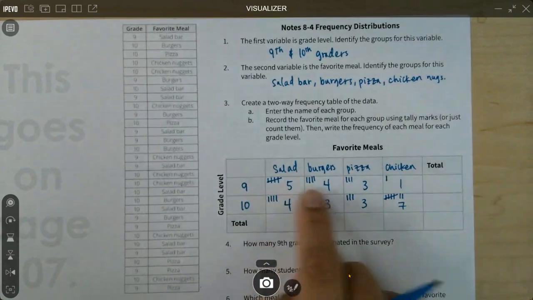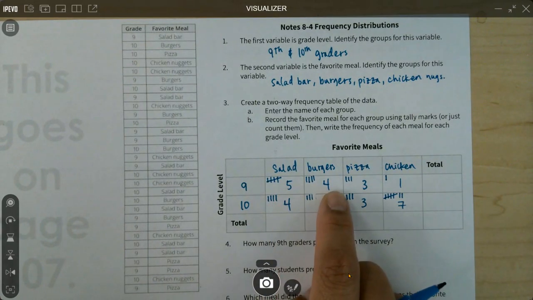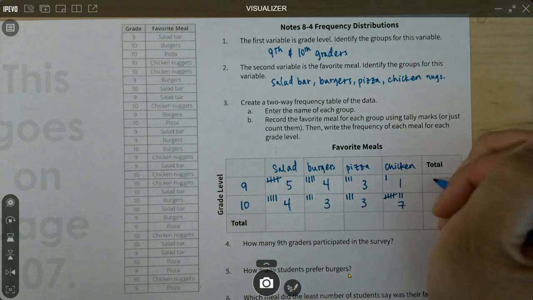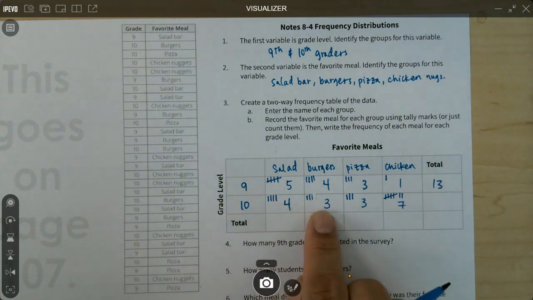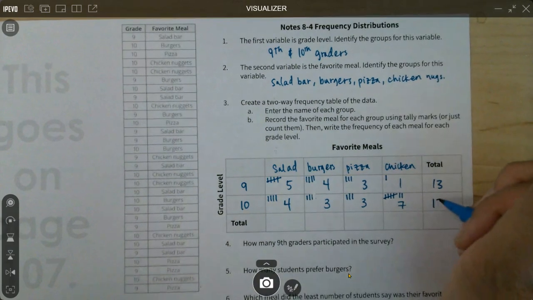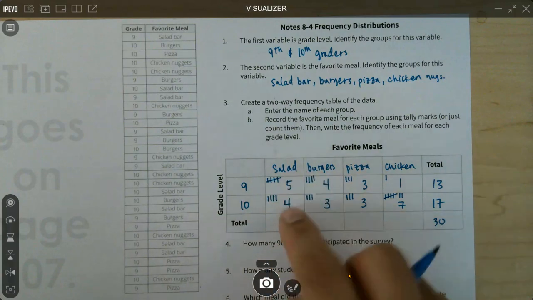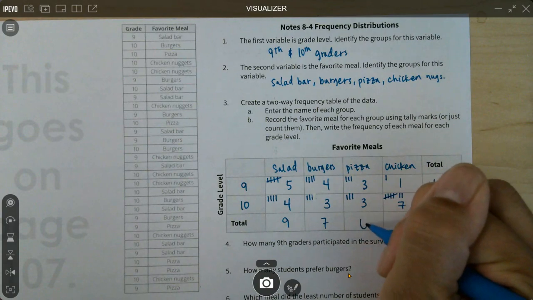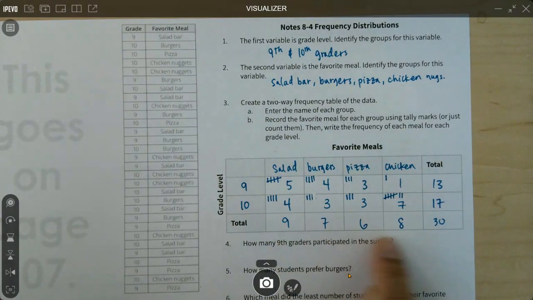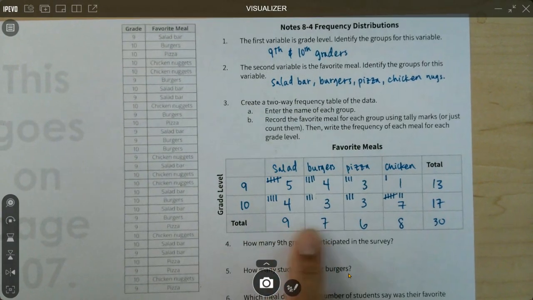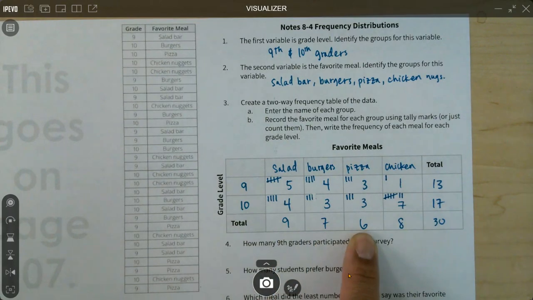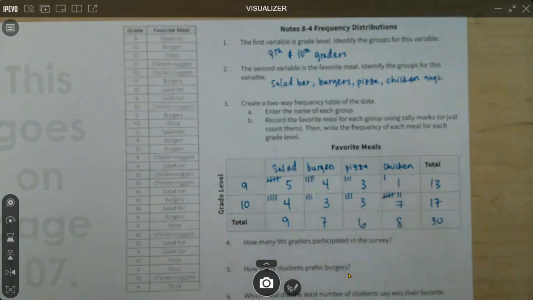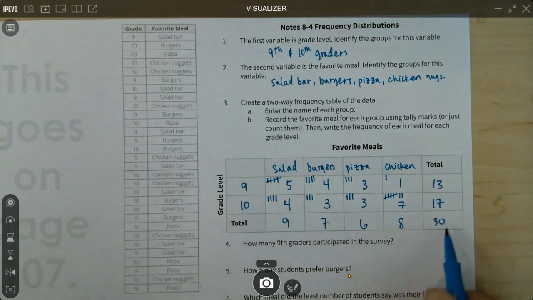So now we can get the totals. We're just going to add all the way across. So that's 9, 10, 11, 12, 13. This is 7, 10, 17, for a total of 30 students. And then we can add the same thing down. 5 plus 4 is 9, 4 plus 3 is 7, 3 plus 3 is 6, 1 plus 7 is 8. And when we add these together, those should equal 30 as well. Let's double check. 9, that's 16, 22, plus 8 is 30. Okay, so the columns should add up to 30 and the rows should add up to 30.